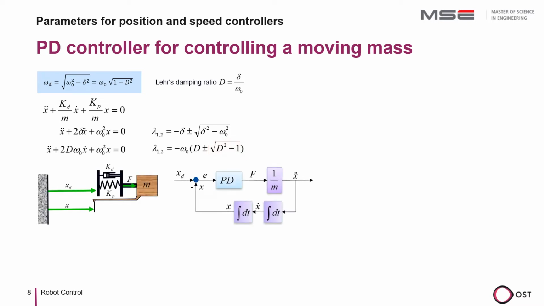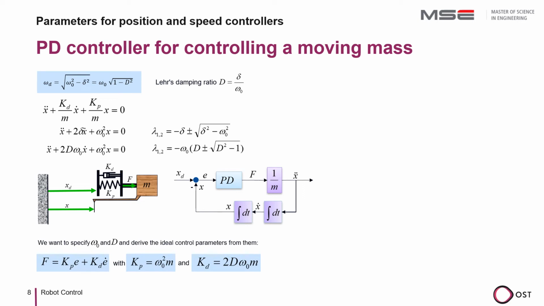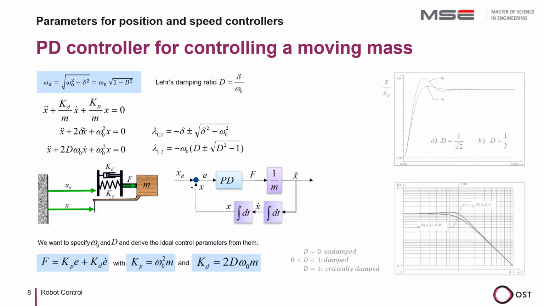At the beginning of this derivation, we asked ourselves how we would have to set the controller constants to achieve a desired control response for our controlled system. We have now found this. Now we can specify the control bandwidth and damping as desired. The control stiffness Kp is then equal to omega squared times mass, and Kd is equal to 2 times D times omega times mass. With critical damping, the mass no longer overshoots in the case of a step response, but the follow-up behavior is slow.